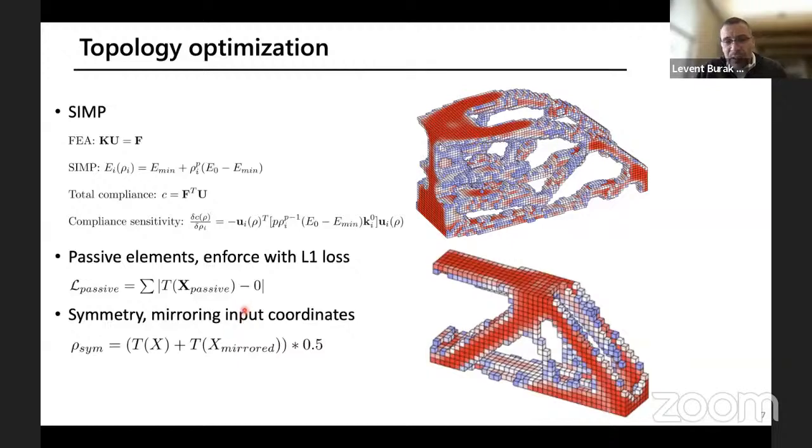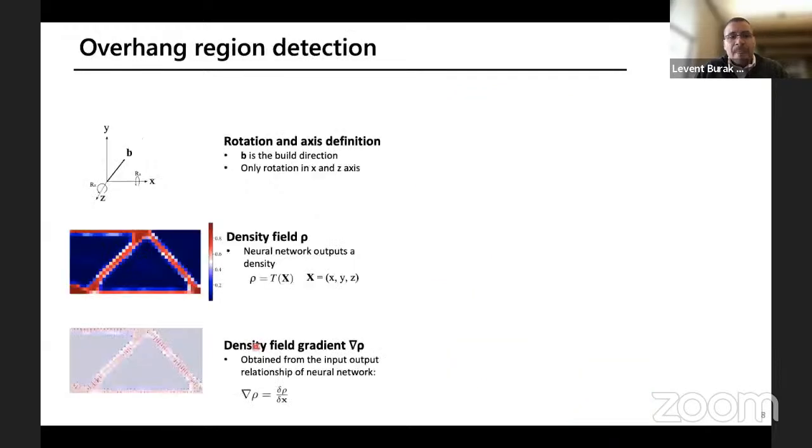Other things that can be easily done here is to enforce passive elements, meaning regions in which our solution cannot exist. We are enforcing that with an L1 loss on the masked regions. Also, symmetry is very easy to impose on these types of structures using very simple tricks as shown here. The more interesting part is the overhang identification, meaning can we quickly and in a differentiable way determine how much volume there is going to be to be accounted for so that we can feed that information back into our earlier stages for better material hypothesis.